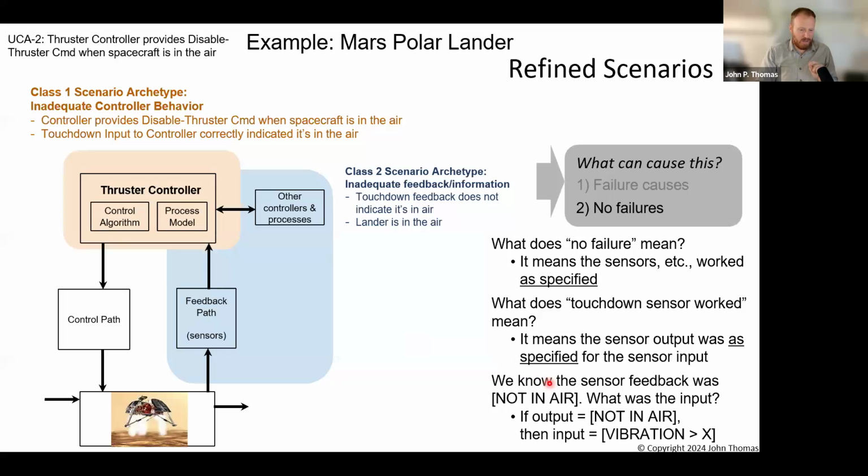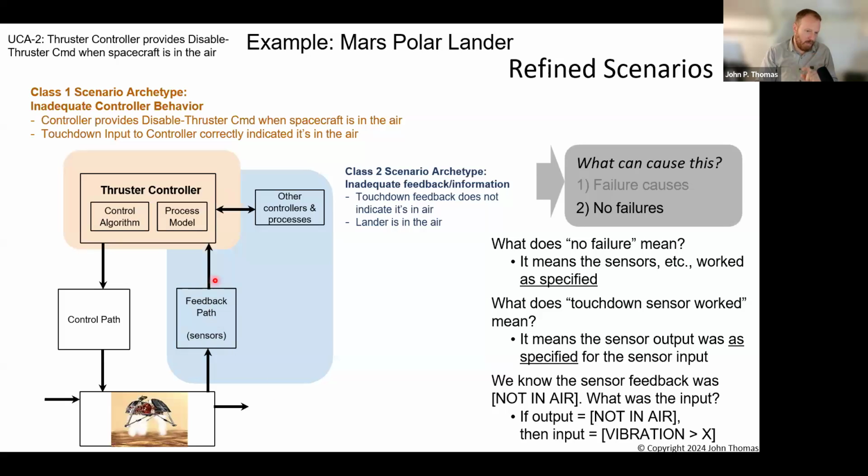So stay with me here. I hope I don't lose anybody. What does it mean from this class 2 scenario? We know it really is in the air. We know the touchdown feedback says true. The sensor reports right here, touchdown equals true. And we know the sensor works. This is the rule for working. If output equals touchdown true, then input equals vibration greater than X, right? That's the transfer function for the sensor working.